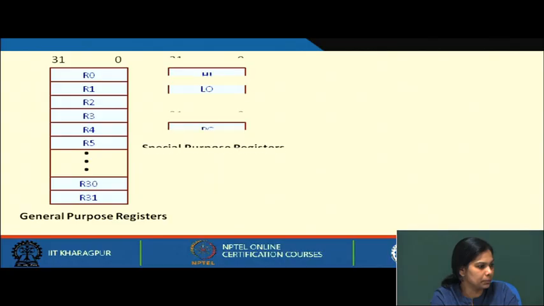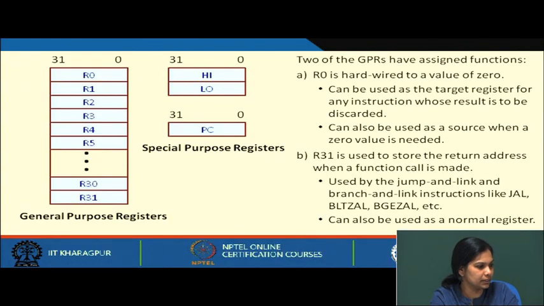Now, these are the general purpose registers, these are the special purpose registers I have already discussed, and the R0 register is hardwired to the value 0. So, R0 always contains 0 and can be used as a target register for any instruction whose result is to be discarded. If you want to discard that result, then you store it in R0 such that it will be discarded, or if you want to add a 0 value to some register, you can use R0. R0 is constant, set to 0.